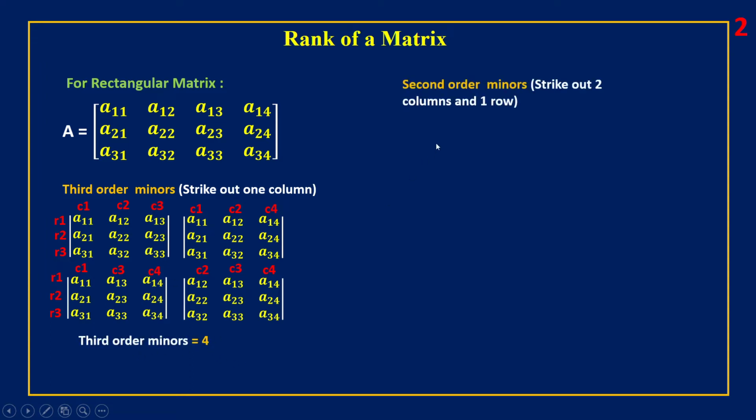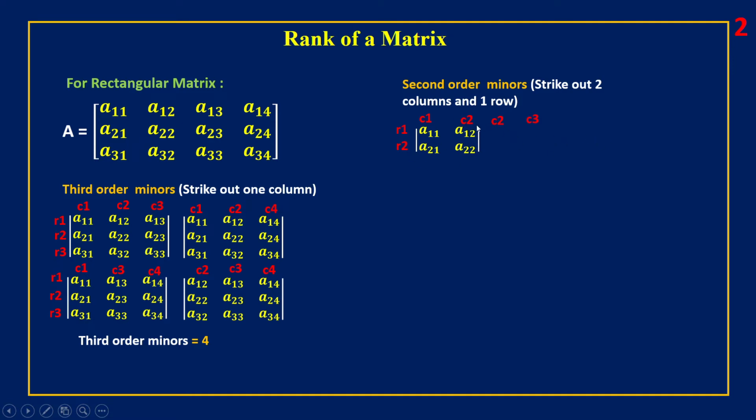And if we want to find the second order minors, we can strike out 2 columns and 1 row. If we strike out 2 columns and 1 row, we can find the second order minor. So like that we can find the second order minors by striking out 2 columns and 1 row. Here I have considered row 1 and row 2, and column 3 and column 4 have been struck out, and here the other elements are like this.